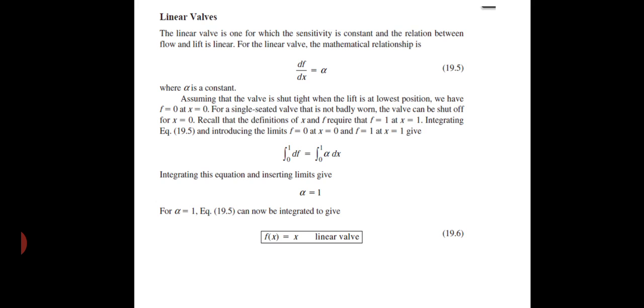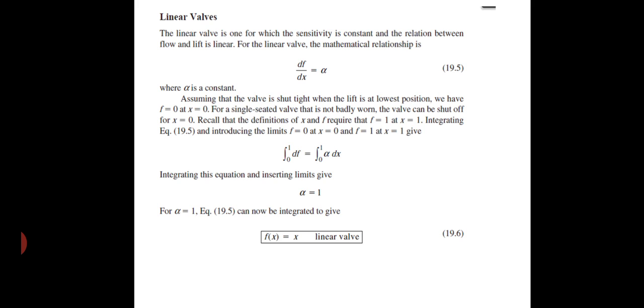Okay. So assuming that the valve is shut tight when the lift is at the lowest position, f is equal to 0 at x equal to 0. We are just taking the initial condition: x equal to 0, f equal to 0. Now for the linear valve, when x is equal to 1, f equals 1, and when x is equal to 2, f is equal to 2. So we are just taking the integral from 0 to 1 of df, and 0 to 1 of dx. After integrating, df becomes f, and dx becomes x. So now we are taking the value of alpha as equal to 1.